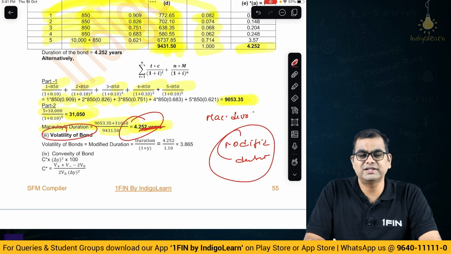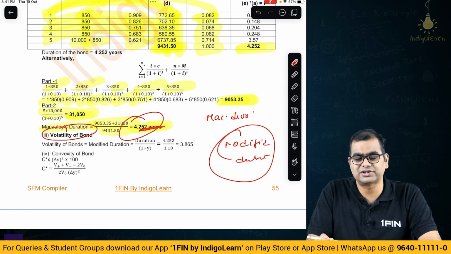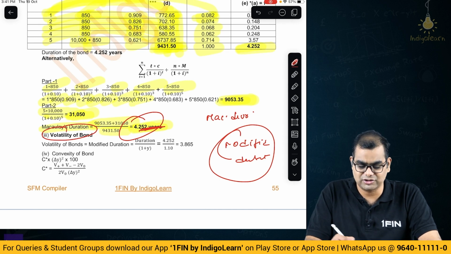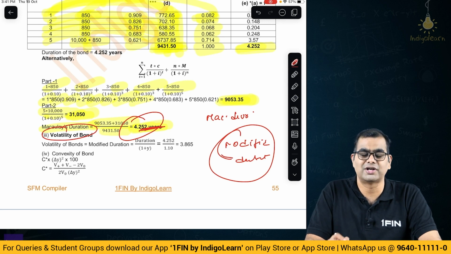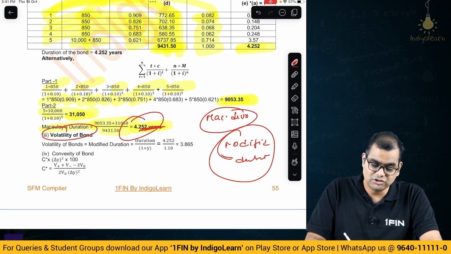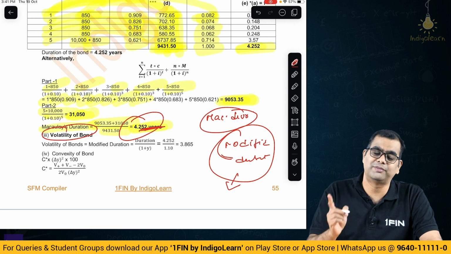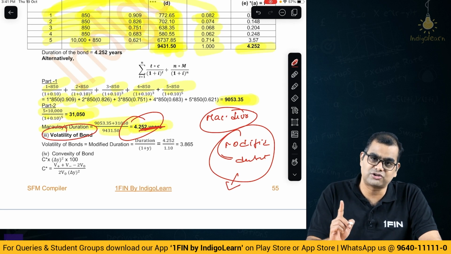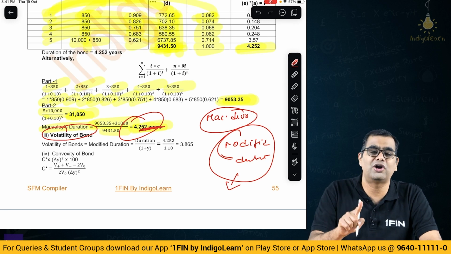If they say, compute the sensitivity of the bond's price to change in interest rates, or compute the duration, they both basically mean the same thing. So at that point of time, you are required to compute modified duration. However, if they just say this is the bond, this is the price, compute the duration, compute the volatility and all, then when they say duration, you are referring to Macaulay duration. So sensitivity of the bond's price to change in interest rate is called modified duration, or also called volatility.